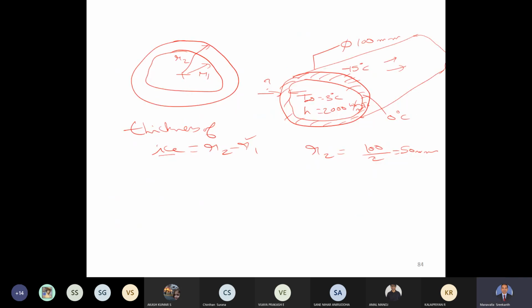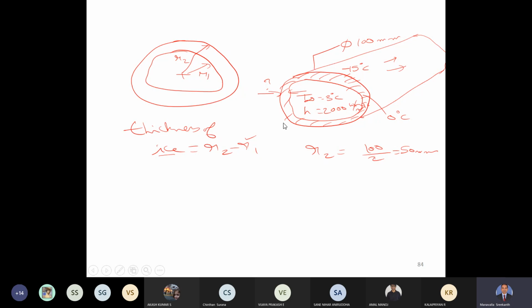So this entire problem was shown schematically here. This is the pipeline that carries water at 3 degrees Celsius, and this flow of water is associated with a convective heat transfer coefficient of 2000. And on the surface, the temperature of this pipe reached minus 15 degrees Celsius. Because of this change in temperature from positive to negative, there is a possibility of ice formation. So there is a cylindrical layer of ice forming at 0 degrees Celsius. What is the thickness of ice? That is what we have to find out.